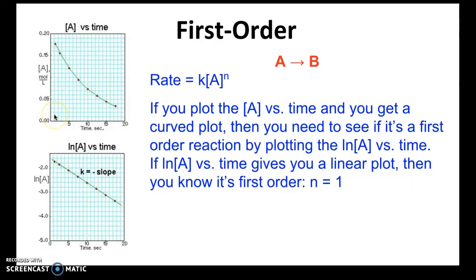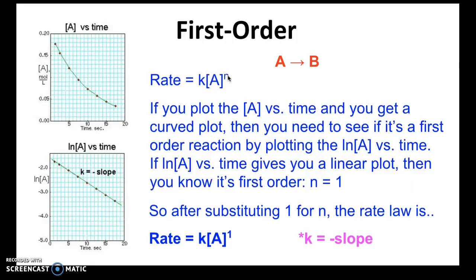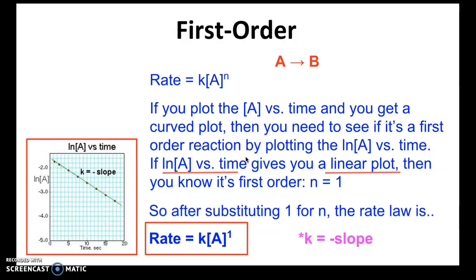And if it gives you a straight line with a negative slope, then you know the reaction is first order. So that means that n, the rate order, is 1. And the value for k, or the rate constant, is going to equal the negative slope. For first order, the key piece of information is if you get a linear plot from natural log of A versus time, then you know it's first order.